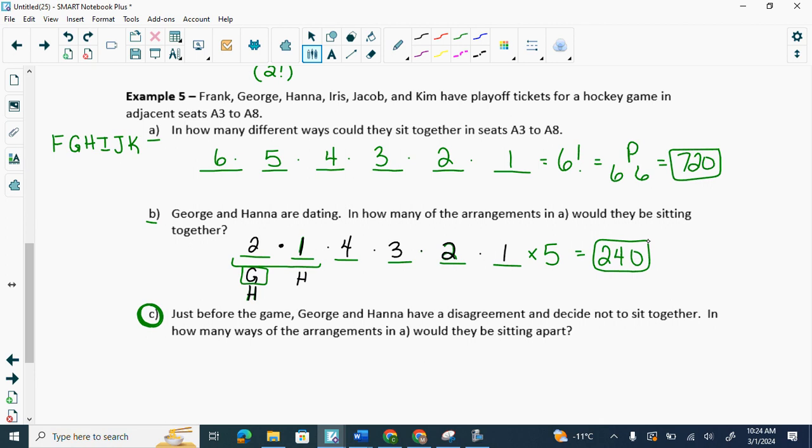Then we're going to flip over. This is 2 times 5 factorial.